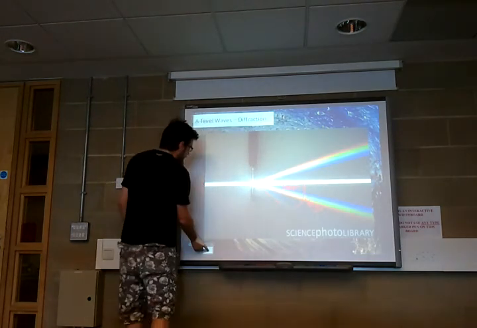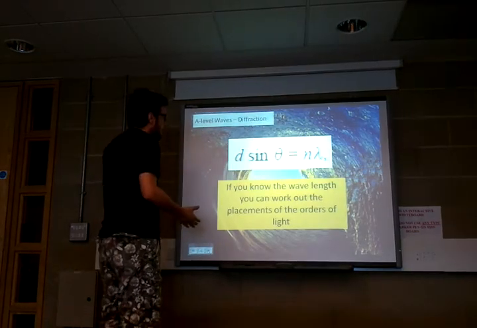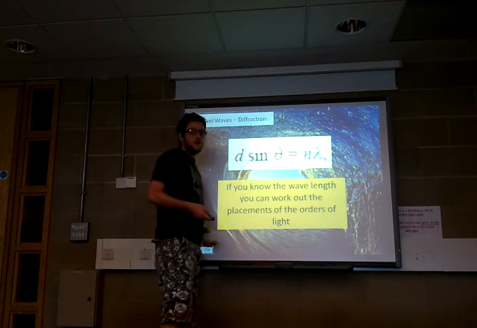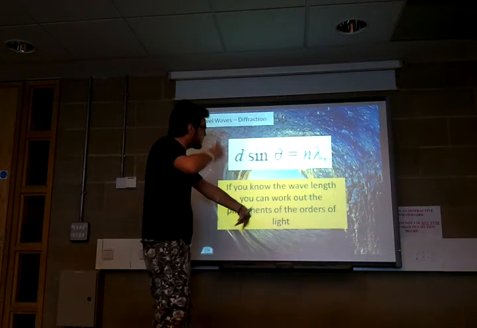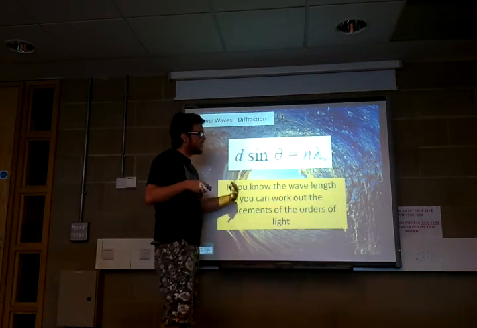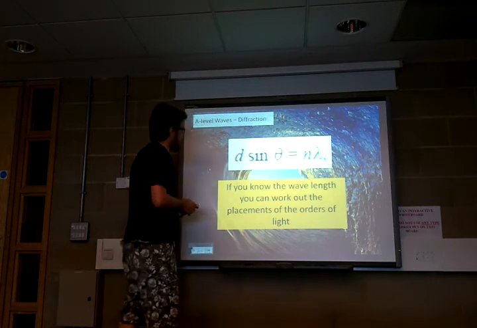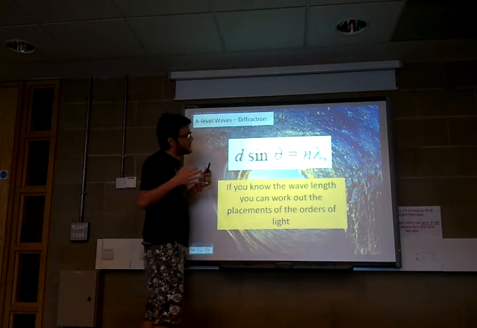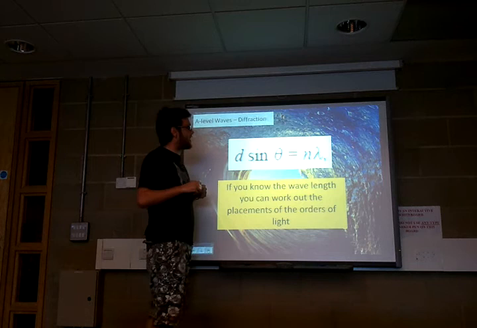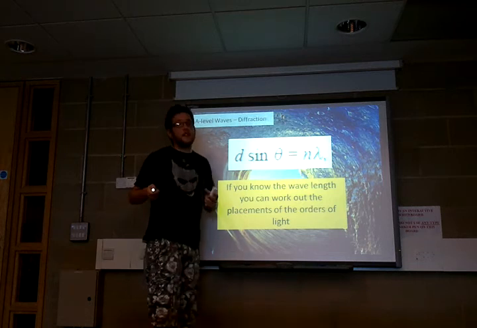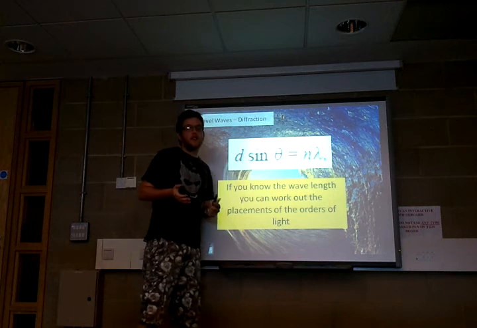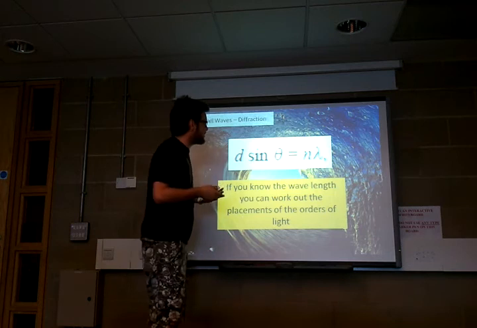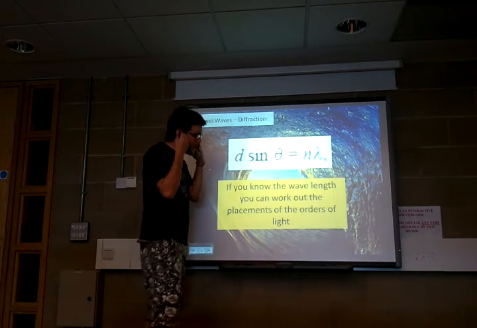So that is how we can work out where these orders of light are, and how, if you know the wavelength, you can work out exactly where they would turn up. But also, alternatively, you can spin it round. If you know the spaces and you know the angles, you can work out what the wavelength is. And this is exactly how spectrometers work, which are used to determine the different wavelengths of light. There's a lot of uses in astrophysics to determine the different chemicals of stars, because they all reflect different wavelengths of light.